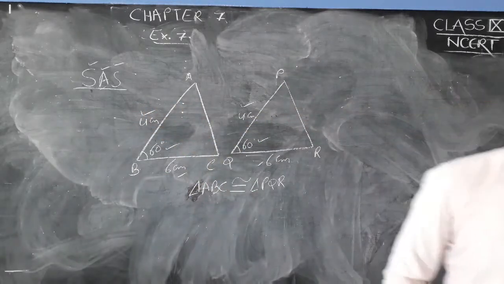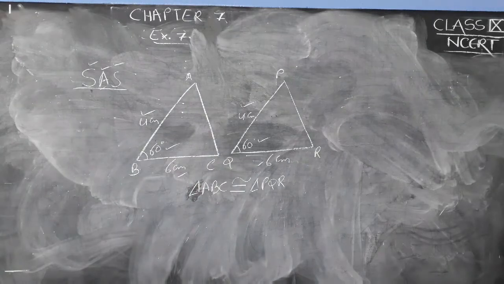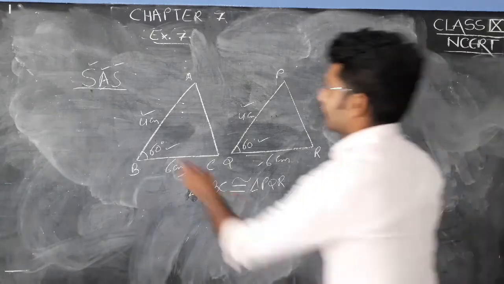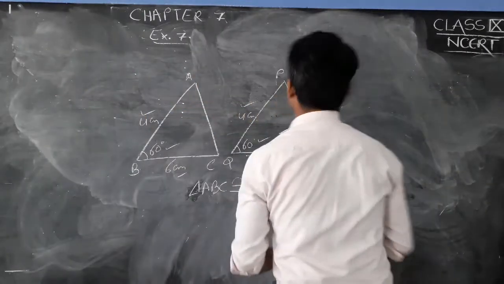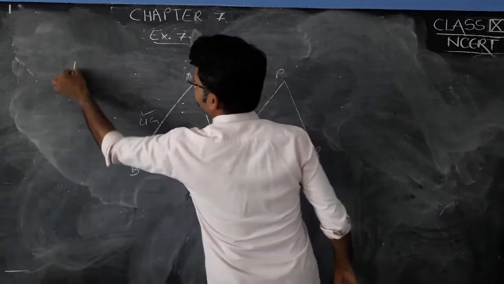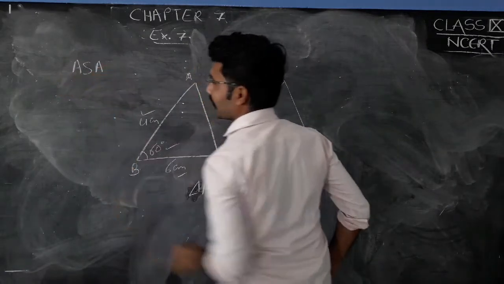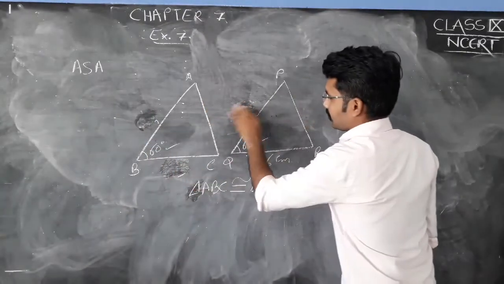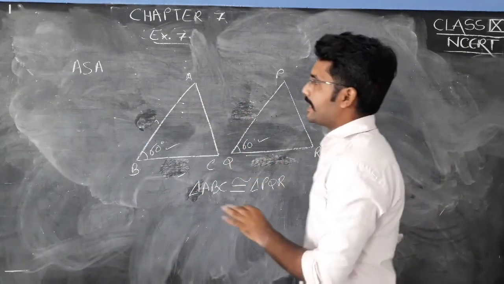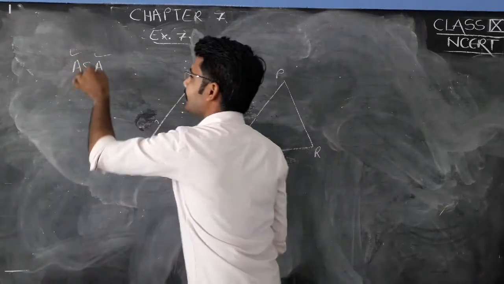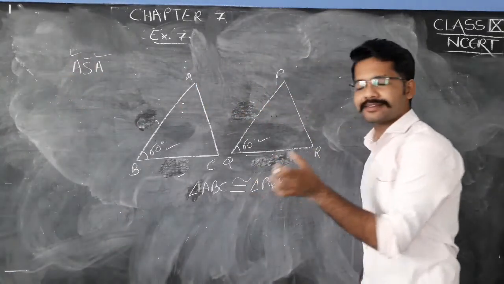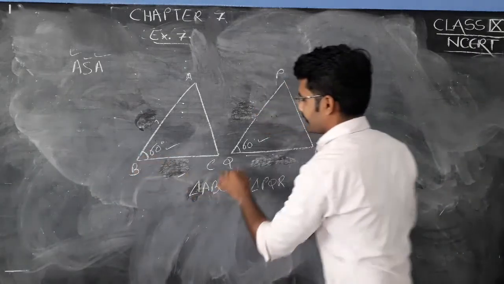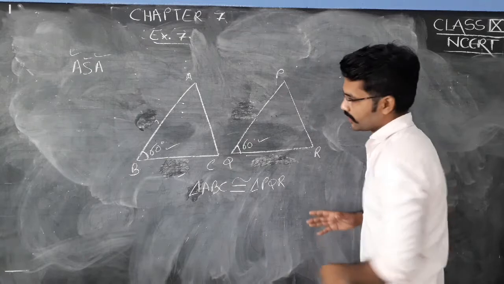Second we have angle side angle. Here what we have to do? We have to take 2 angles, and between them one side, the included side, should be equal. Okay, so we have 2 angles. Suppose angle B, angle C, we have 60, 60.